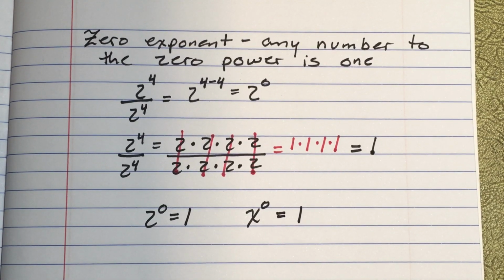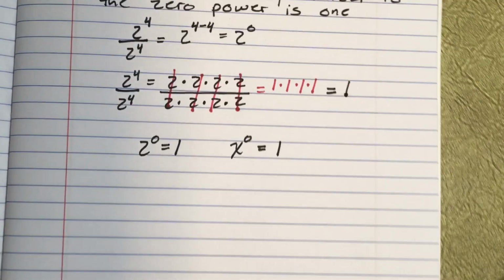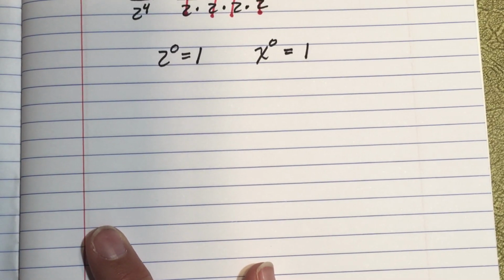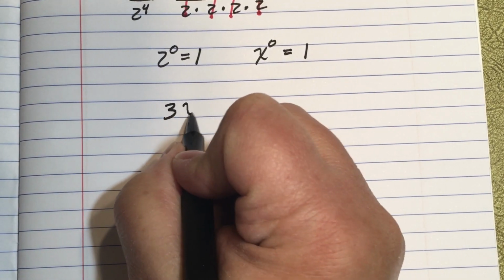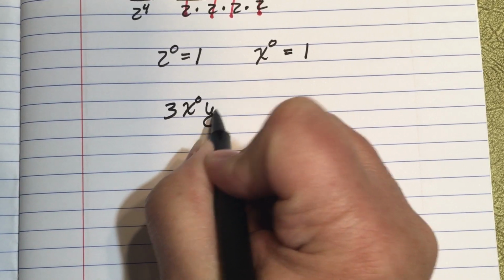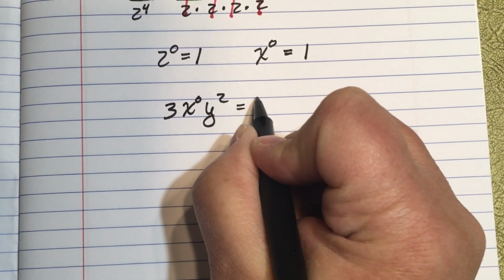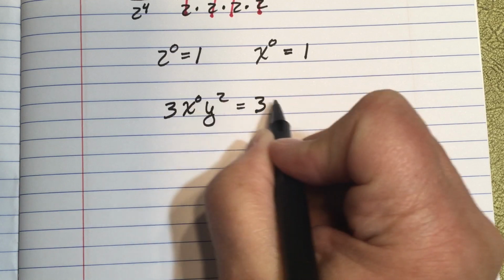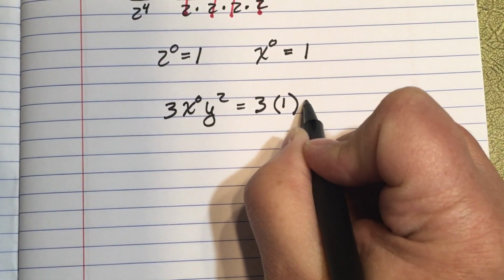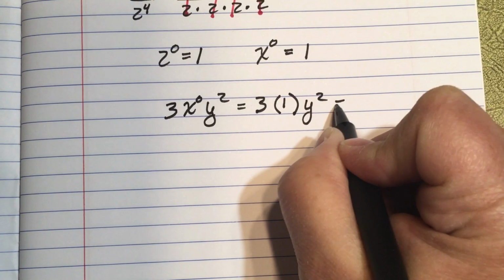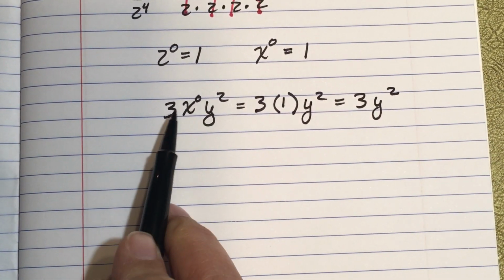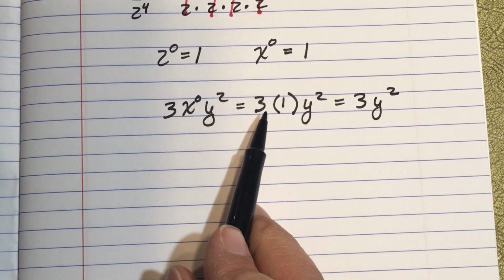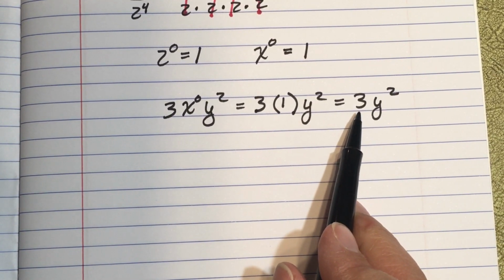Or you could have pieces of it. So sometimes you're going to have numbers and variables together, and only the part with the 0 exponent would become 1. So if I have 3x to the 0 power y squared, well, nothing happens to the 3. X to the 0 power becomes 1, and nothing happens to the y squared. Well, 3 times 1 is just 3, y squared. So that x became a 1, but it was really 3 times 1. So that's why it's just 3.